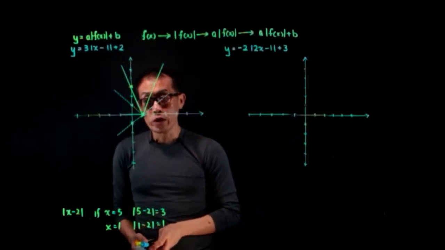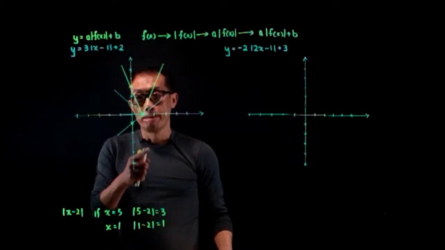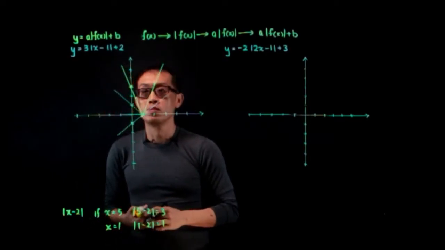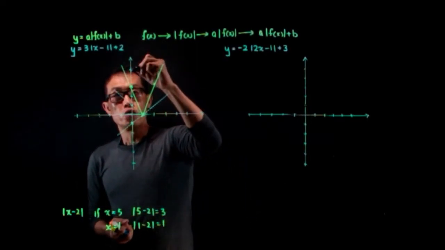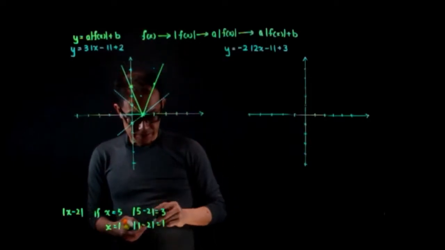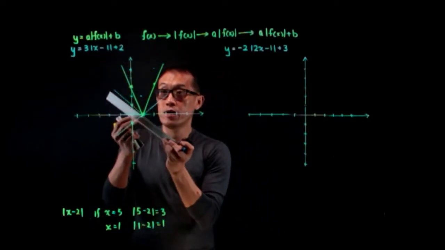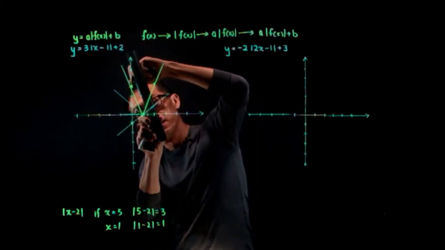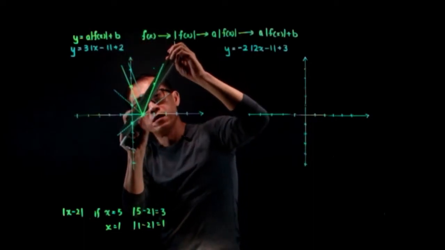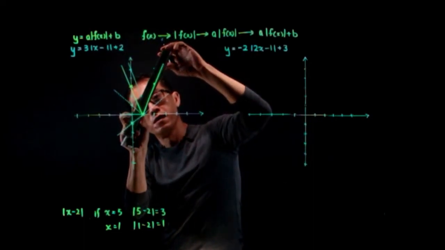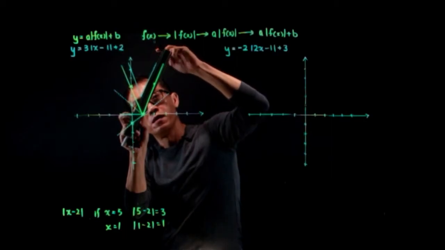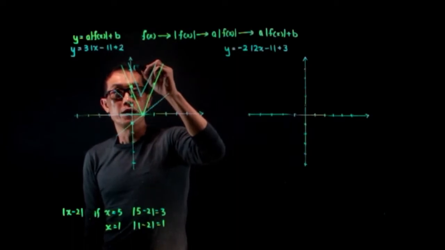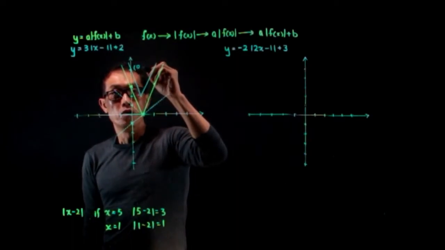Now if I add 2 to it, 0 plus 2 is 2. 3 plus 2 is 5. Right? So my graph will look something like this. Now what is this point here? This point here is 0, 5.